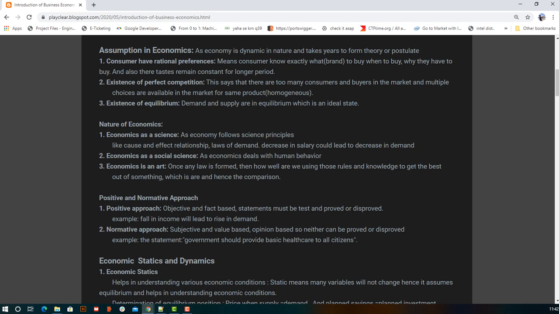Next we have economics as an art. So we know that these are the principles, these are the rules and guidelines to be followed when doing any economic activity. Now the concentration is on how creatively, or what techniques, I can use to make the best use of any specific law. So because of these factors we call economics an art.